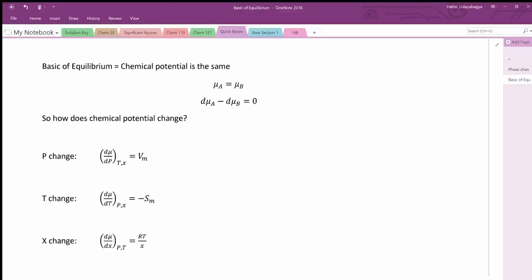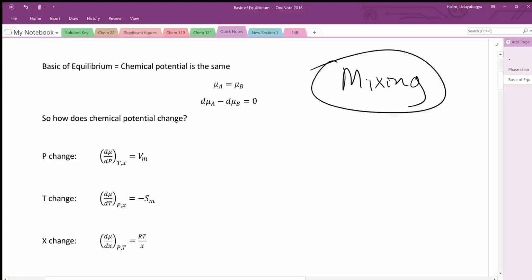Anyhow, now that you're learning about mixing, there's a whole slew of new equations that you will see. Among other things is Raoult's law, freezing point depression, vapor pressure, boiling point elevation, the osmotic pressure, and so on, and the lever rule as well. But before we go into each one of those, I just want to go back and look at it in big picture terms.